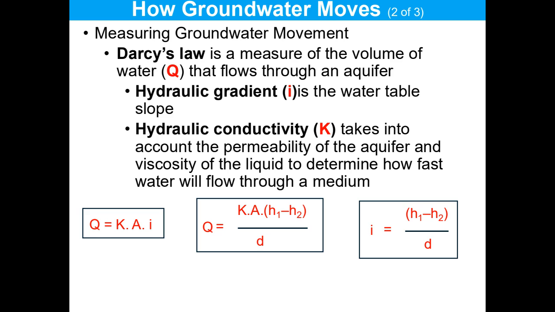All right, now comes what you call Darcy's Law. We can measure the groundwater movement using Darcy's Law, which is a measure of the volume of the water, Q, that flows through an aquifer. It's almost the same thing as discharge for the water. If I draw here, for example, water, this is water flowing here.